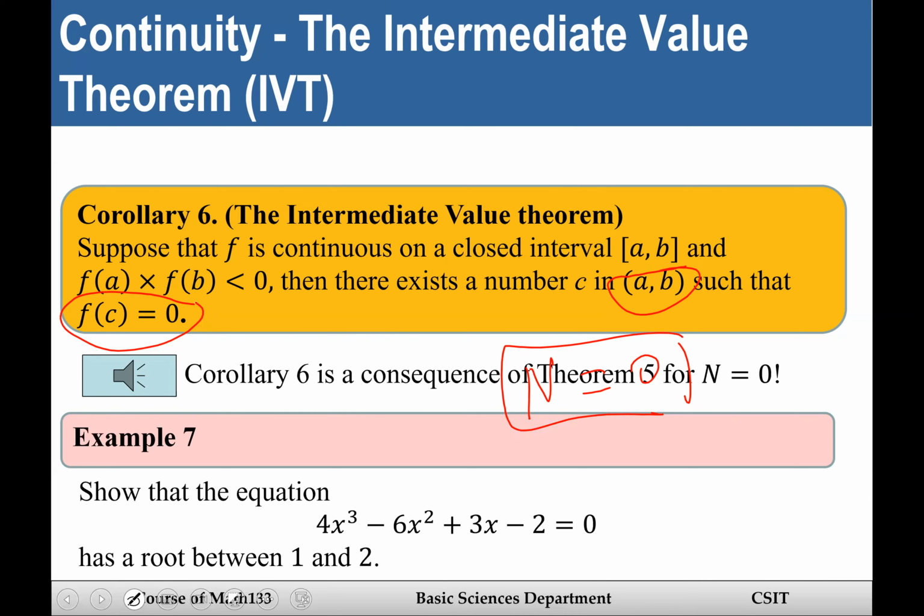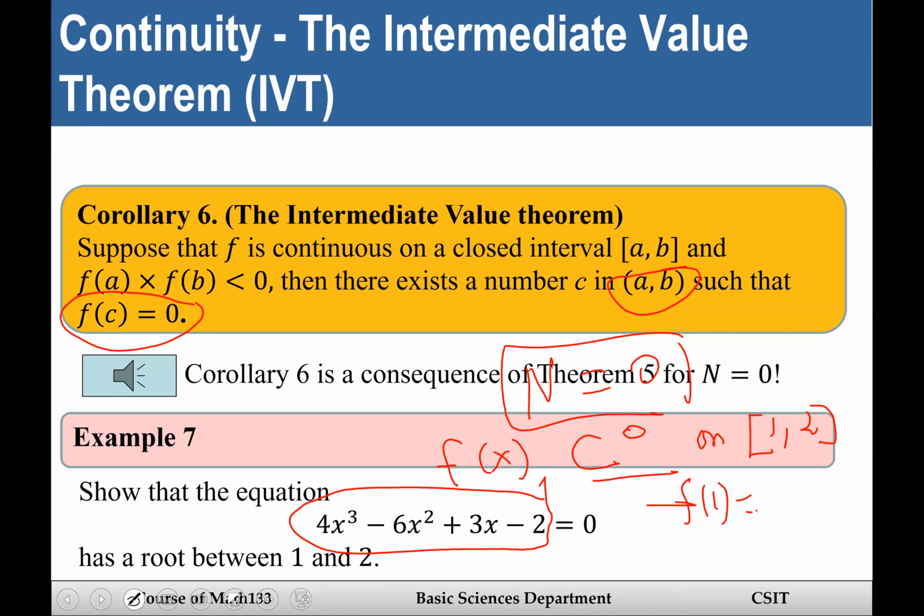Here we have our function. Let's call this f of x. Clearly, this is a continuous function. Don't forget the continuity in the IVT. So this is a continuous function on all real numbers, so in particular on the closed interval [1, 2]. Then I will compute f of 1. F of 1 is 4 minus 6 plus 3 minus 2. So I will have 7 minus 8, that means minus 1, which is negative.